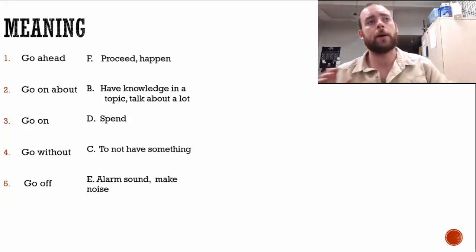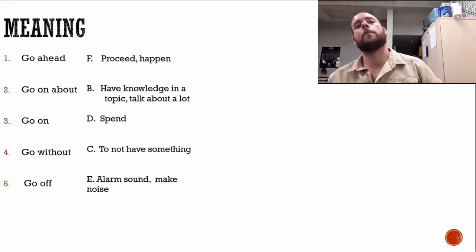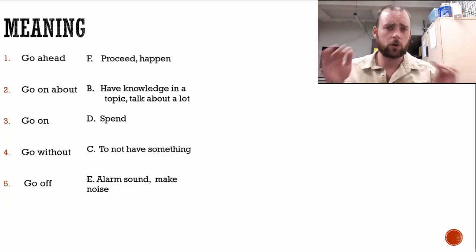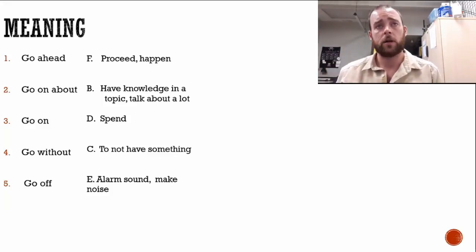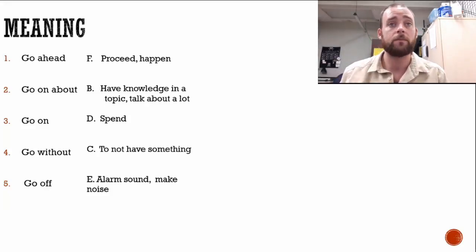If someone goes on about something a lot, they talk about it a lot. Now note, go on and go on about are two very different things. To go on about is to talk about a topic a lot. To go on is to spend. Most of my money goes on rent. Most of my money goes on my car.